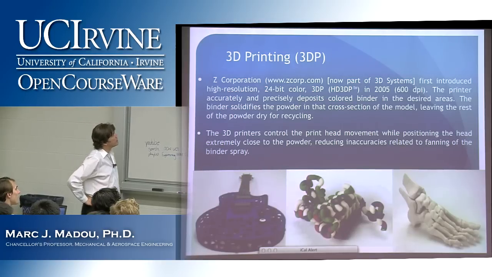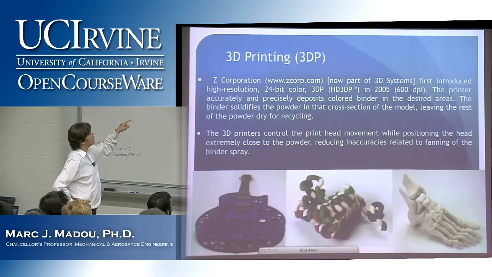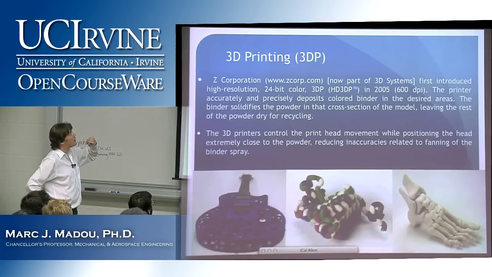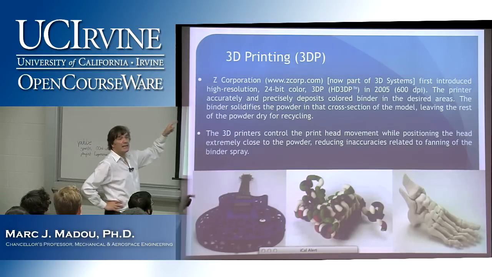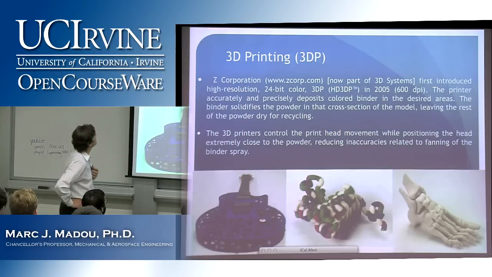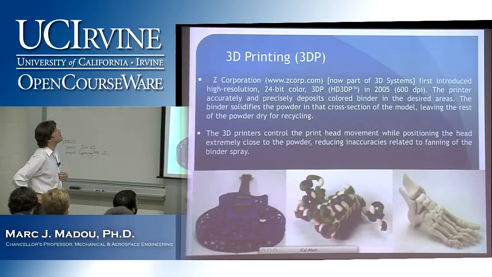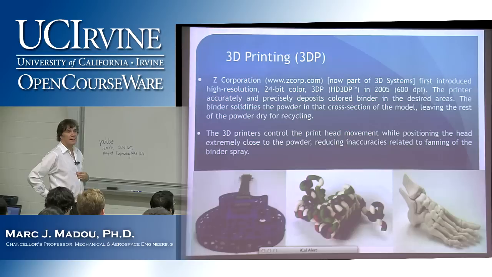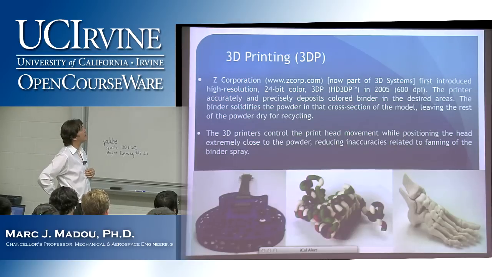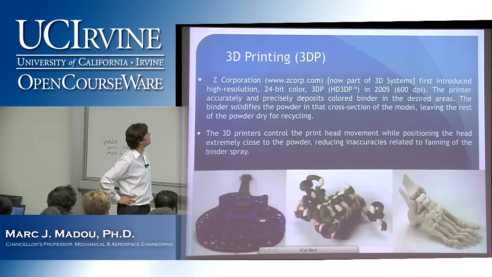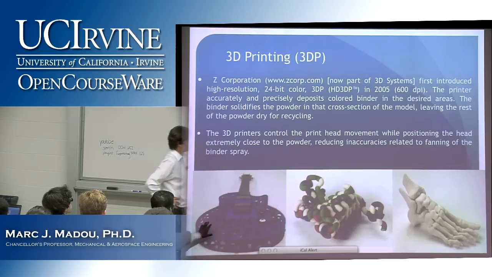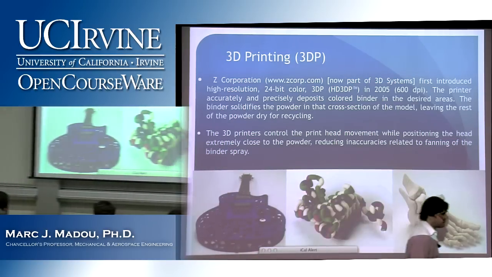So Z Corporation, now part of 3D Systems, first introduced high resolution 24-bit color 3D printing, high definition 3D printing. That was in 2005, and they were printing at 600 dpi at that time. The printer accurately and precisely deposits colored binders, and that's that ink, in the desired areas, and then it solidifies the powder in that cross-section of the model. And so here you see some nice typical applications.